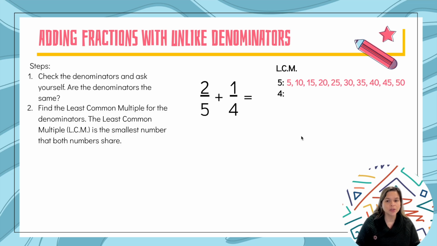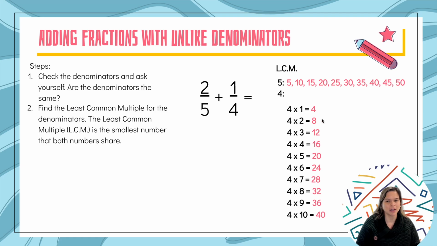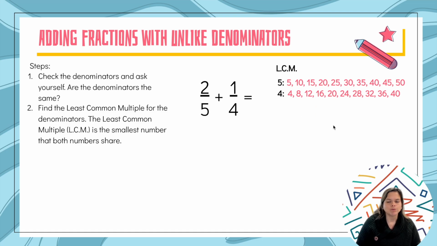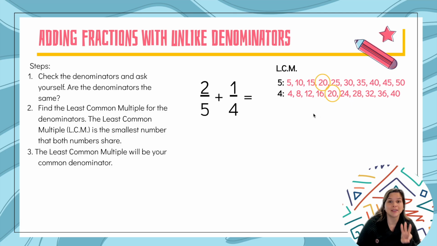We're going to find the multiples of number 4. So we have them here. So we have 4, 8, 12, 16, 20, 24, 28, 32, 36, and 40. So now the least common multiple is the smallest number that both denominators share. So let's check. 5, do we have 5 here? No, we don't. 10, no. 15, no. 20, yes, we have it. So number 5 and number 4 share the multiple 20. So I'm going to circle it because now we're going to move forward to the third step.